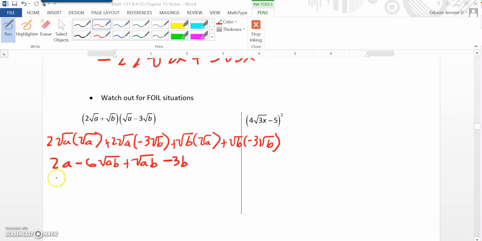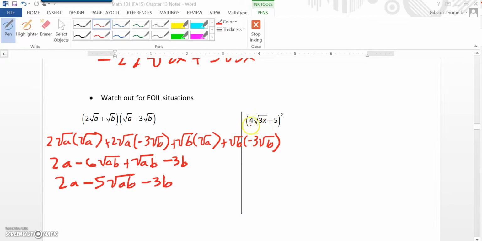Now we will combine like terms. We will add 2a, -6 times the square root of ab plus the square root of ab will give us a -5 square root of ab, and then minus 3b. And this is our final answer. Now remember how we got this -5: it is assumed to be a 1 in front of this square root of ab, and -6 plus 1 will give us -5. So we're done with this problem.